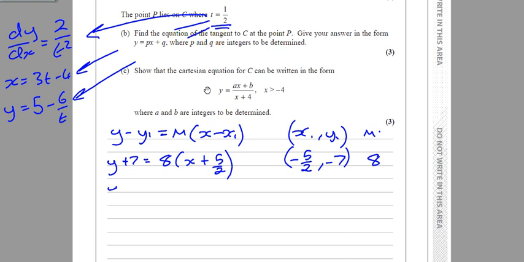So if we then multiply the brackets, y plus 7 equals 8x. 8 times x is 8x. 8 times 5 is 40, divided by 2 is 20. Then we're going to say y equals 8x plus 13.